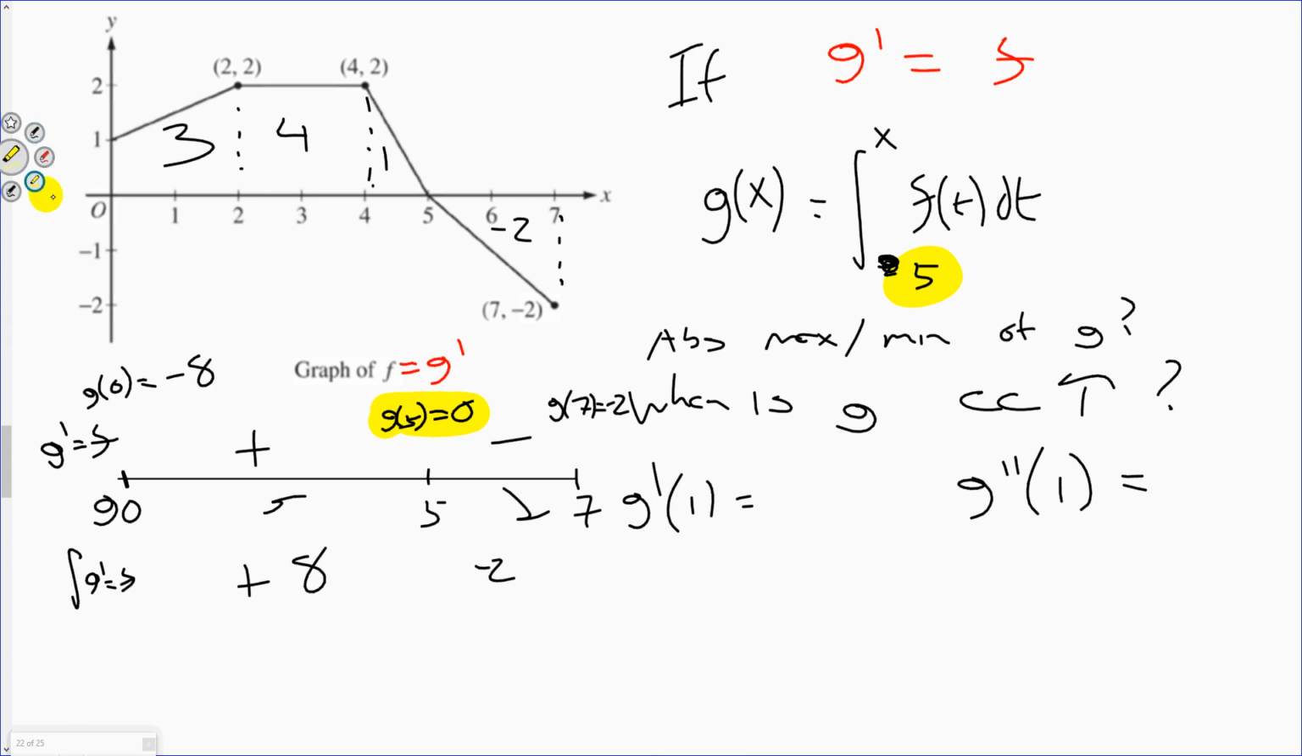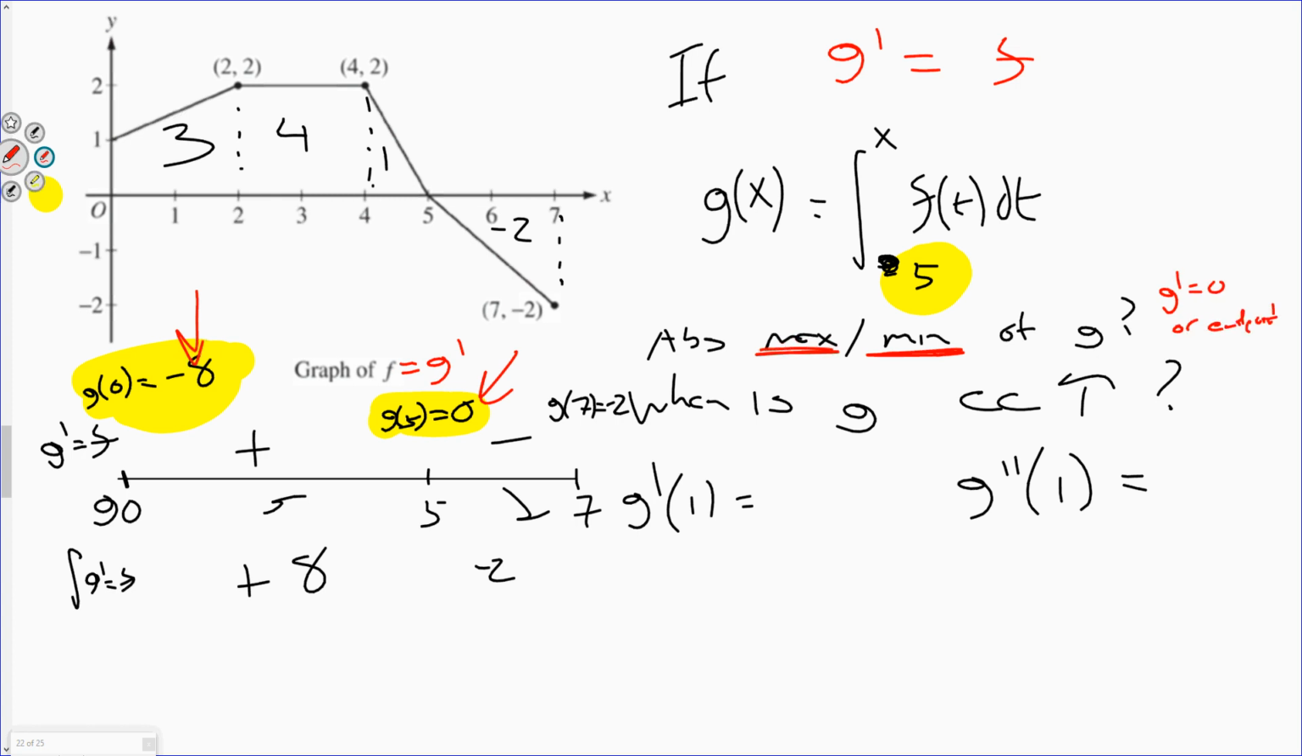When you change your starting points, you don't really change the locations of your maxes and your mins. You just change their values. You change where your 0 is located. So boom, there's my max. There's my min. Winner, winner. When does G have a max or min? When G prime equals 0 or at an endpoint.